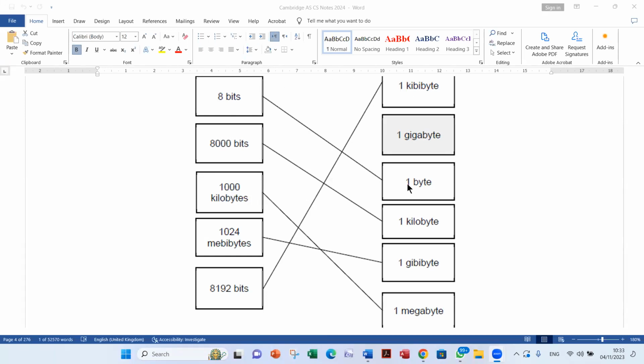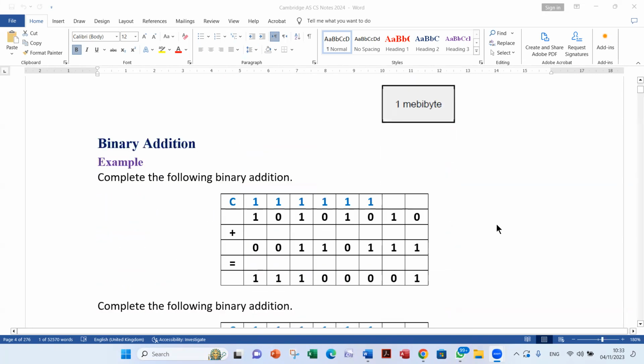So 8 bits is just 1 byte. 8,000 bits, this is on the binary scale. So 8192 bits is 1 kilobyte. Okay, 1000 kilo is 1 mega. 1024 maybe is 1 GB. 8192 bits. So probably this is 1024 multiplied by 8. So it is 1 kilobyte. Okay, thank you so much for your effort.